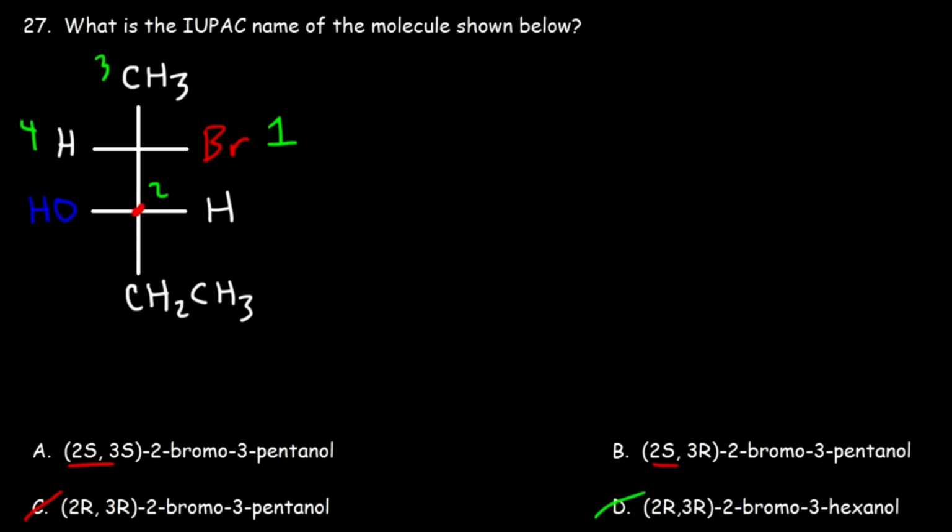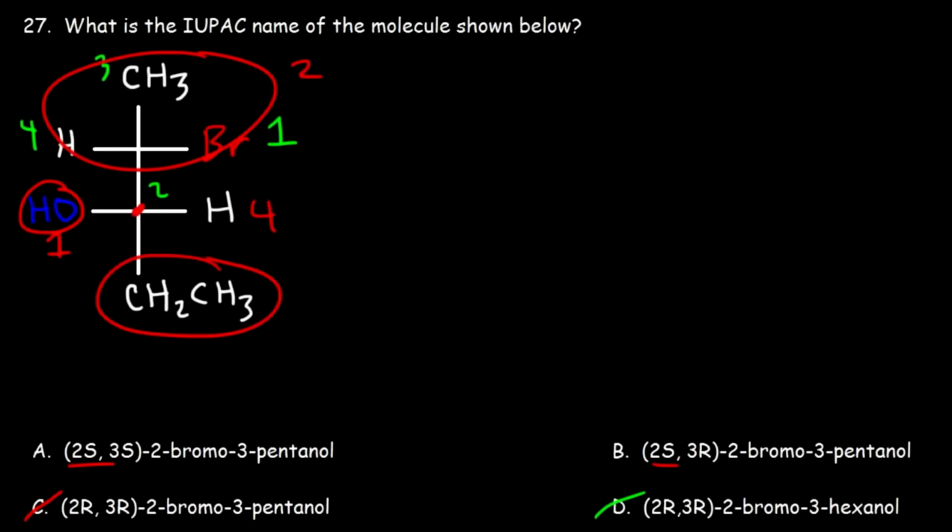So OH has the highest priority. If you compare this group with this carbon, oxygen has a higher atomic number. Next, if we compare this carbon and this one, there's no difference. So we got to move on to the next group. Bromine has a higher atomic number than the second carbon. So this entire group above, let's call it group number 2. H is number 4, and the ethyl group is number 3.